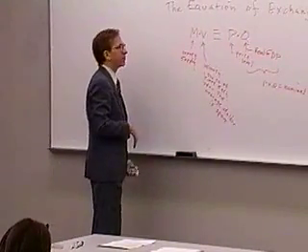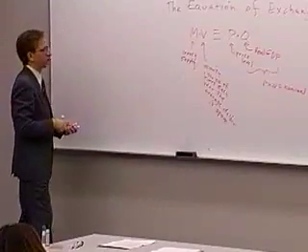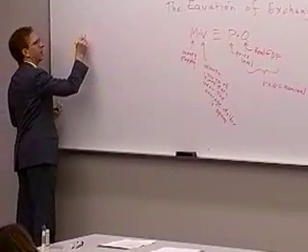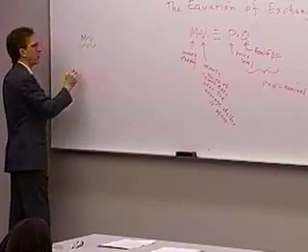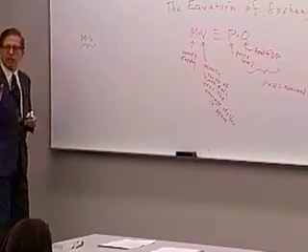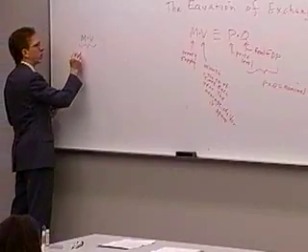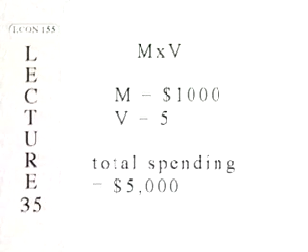Okay, now let's go through and talk about this just a little bit. MV, M times V. What does this mean? Suppose the total amount of money in the United States is, let's say, $1,000. All the money in the United States is $1,000. And I'm talking about currency, and I'm also talking about checking account money. There's $1,000 somewhere, anywhere in the United States.